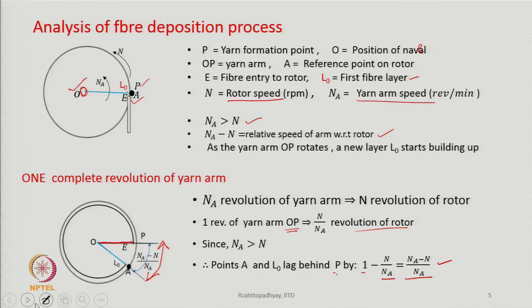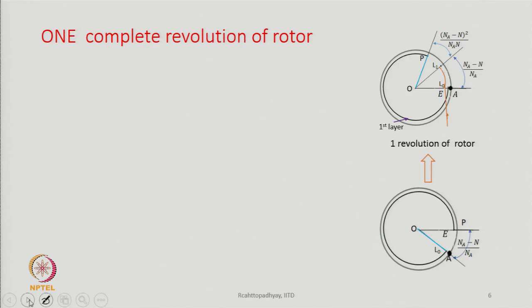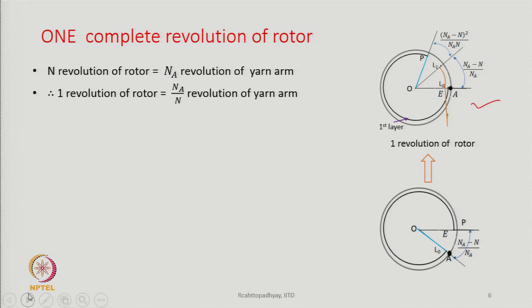Okay. Let us go to the next slide now. One complete revolution of the rotor, that diagram is shown here. We want to see once the rotor makes one revolution, how the picture looks. So, when A has reached here, where is P? P must have gone ahead of A. So, P is somewhere here as shown in the diagram. So, A is here, P is there.